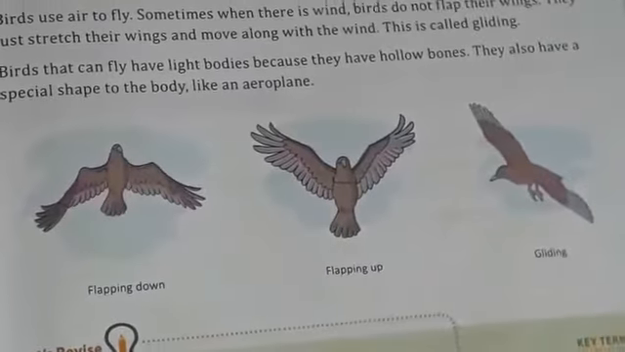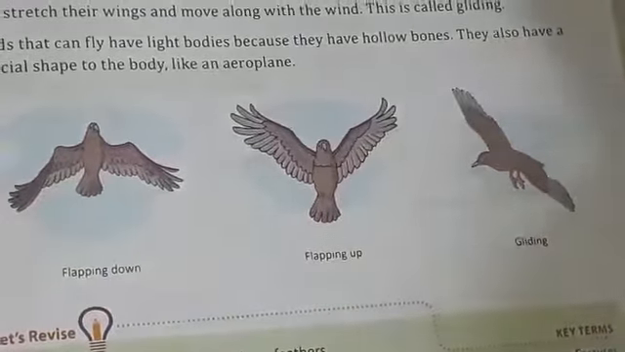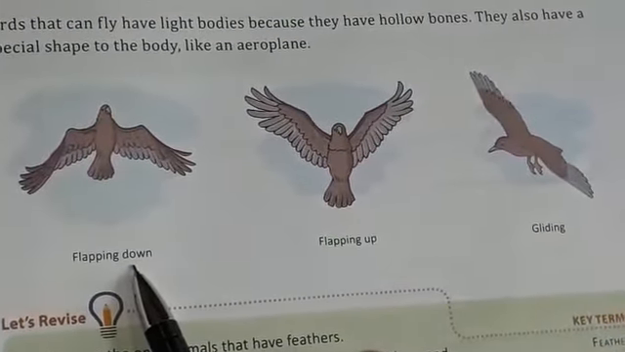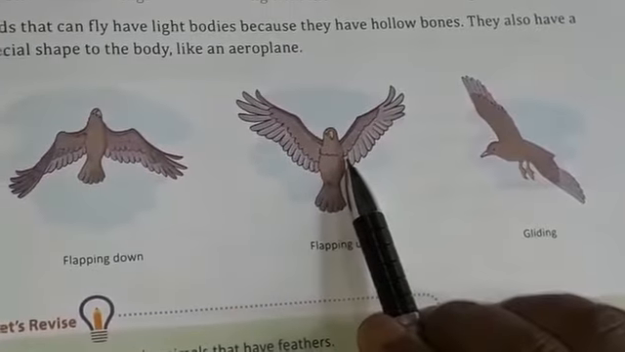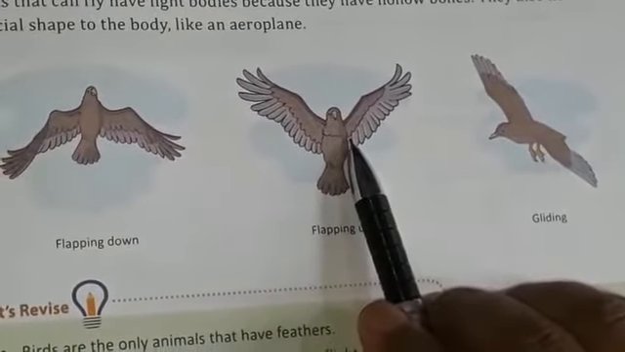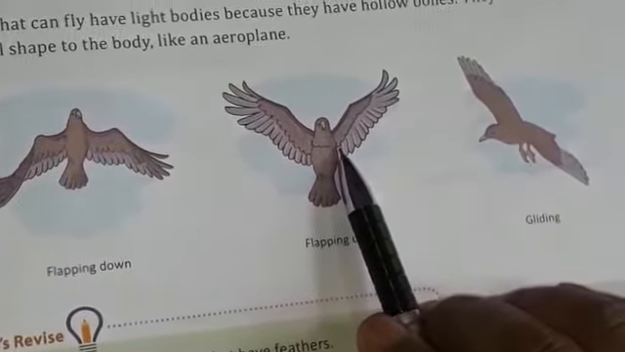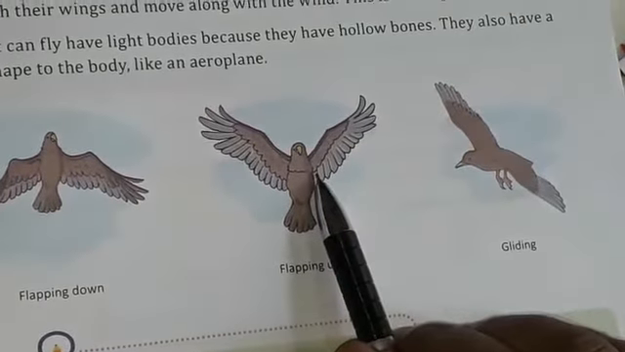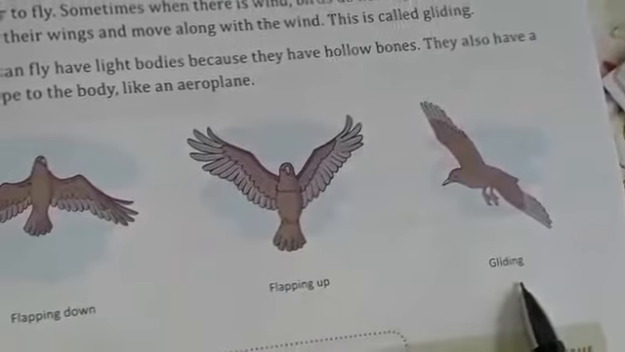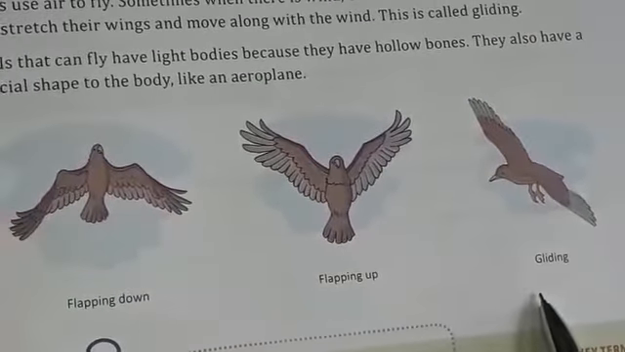To fly, a bird moves its wings in an upward or downward direction. This is called flapping the wings. Birds use air to fly. Sometimes when there is wind, birds do not flap their wings, they just stretch their wings and move along with the wind. This is called gliding. Birds that can fly have light bodies because they have hollow bones.